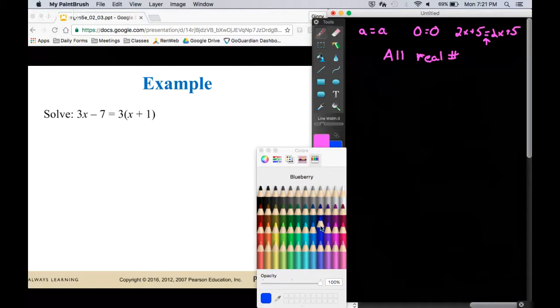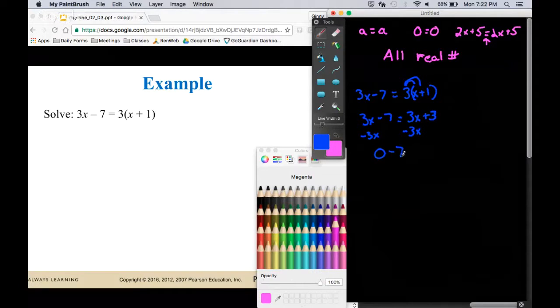Okay? So what you have in this equation is 3x minus 7 equals 3(x plus 1). You distribute the 3 through on this side. That's going to be your first step. So you get 3x plus 3 equals 3x minus 7. You're going to subtract 3x from both sides. That doesn't make anything go away. This now just becomes a 0, equals 0 plus 3.